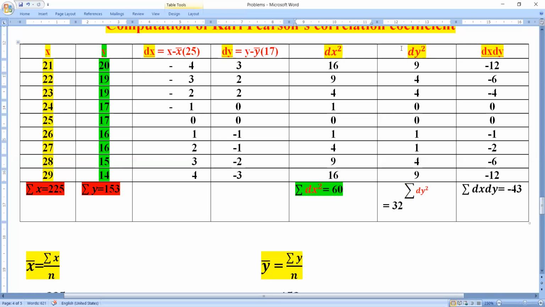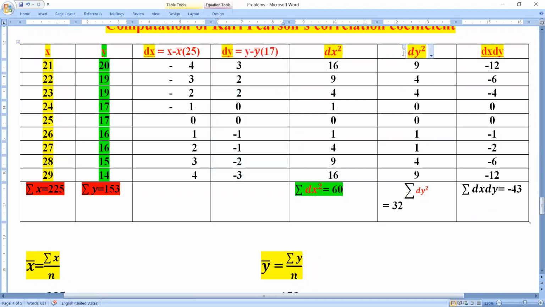After that, we move on to the next column, dy square. This is done like the dx column. In the dy column, 3 into 3, how much do we get? 9. 2 2s are 4, 2 2s are 4, 0 into 0, 0, 0 into 0, 0, minus 1 into minus 1, we get plus 1, and minus 1 into minus 1, we get 1, and 2 2s are 4, 3 3s are 9.